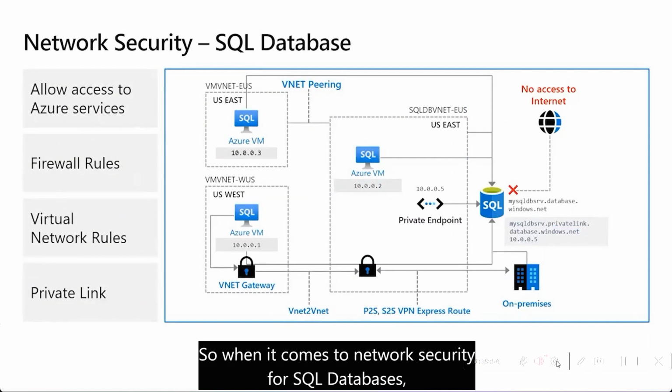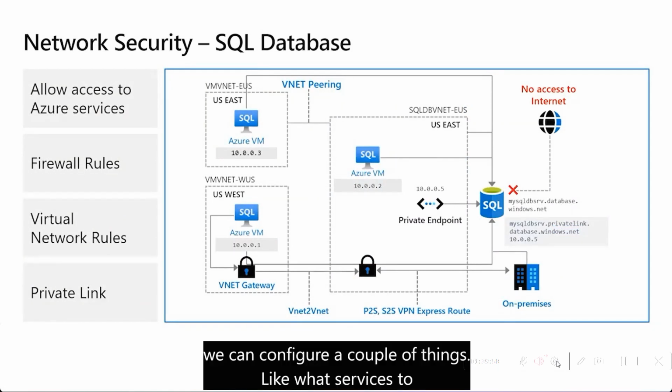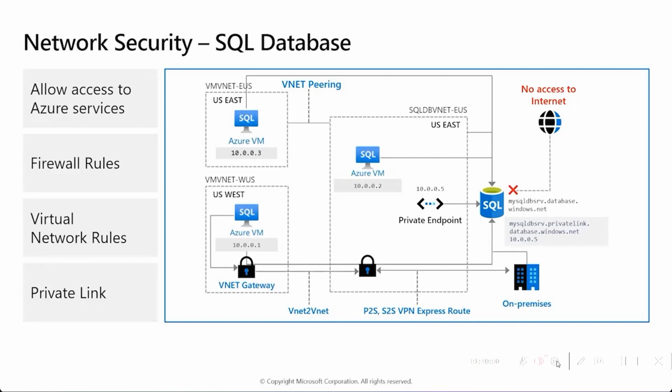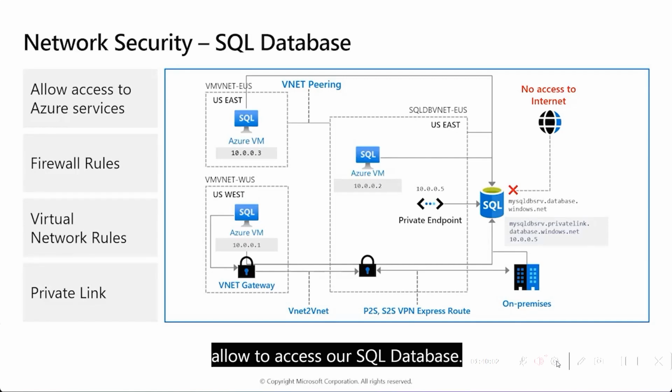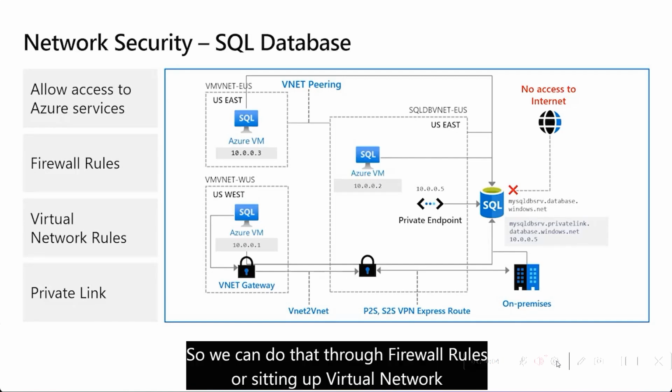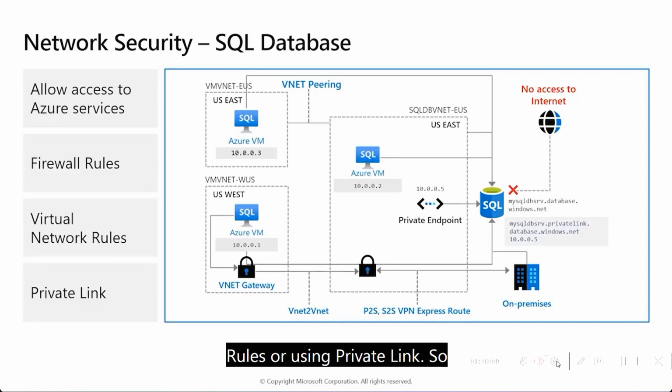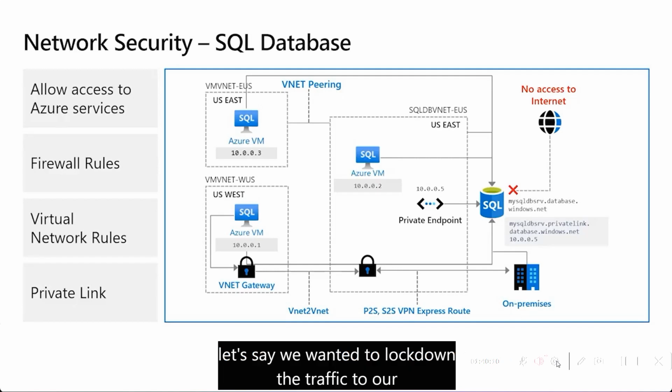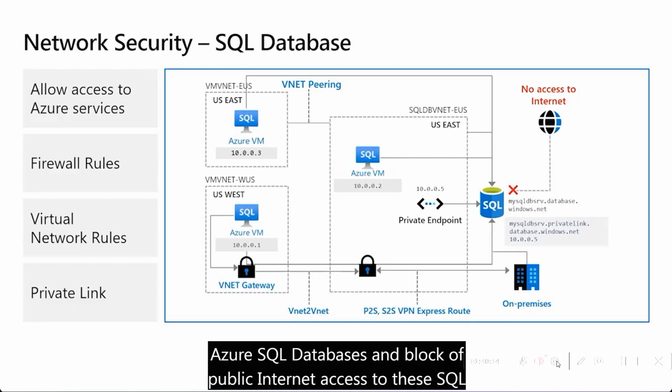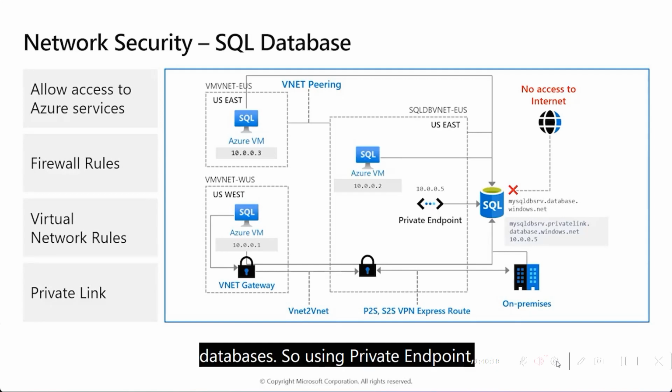So when it comes to network security for SQL databases, we can configure a couple of things, like which services to allow to access our SQL database. We can do that through firewall rules or setting up virtual network rules or using private link. So let's say we wanted to lock down the traffic to our Azure SQL databases and block off public internet access to these SQL databases.